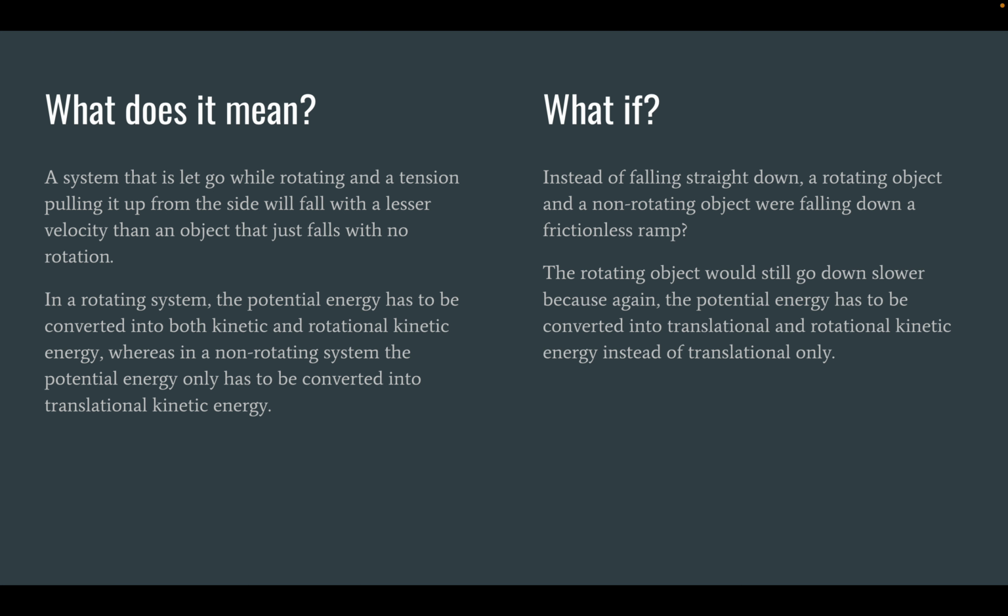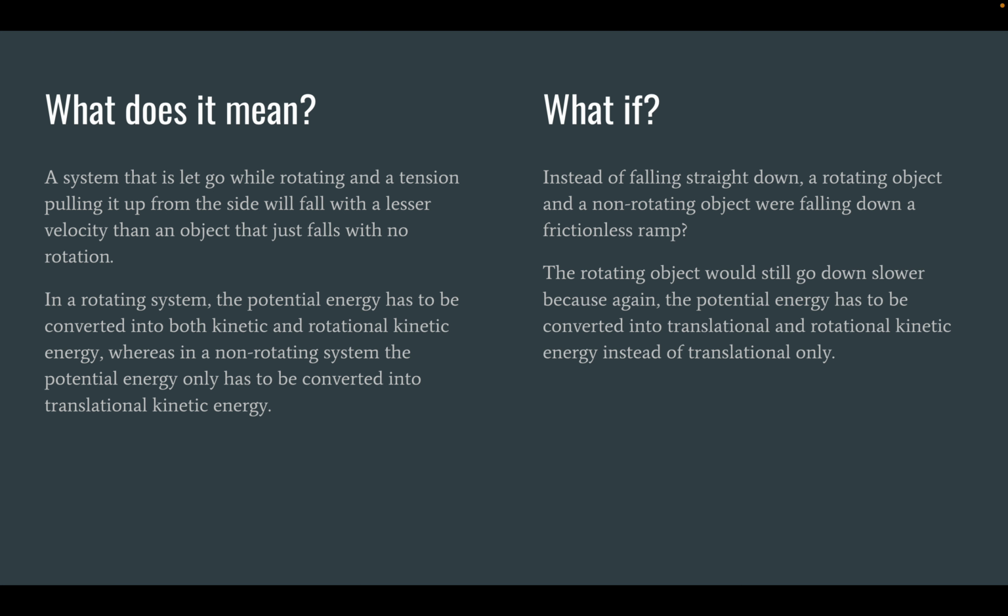What does it mean? A system that is let go while rotating and has a tension pulling it up from the side will fall with a lesser velocity than an object that just falls with no rotation. In a rotating system, the potential energy has to be converted into both translational kinetic energy and rotational kinetic energy, whereas in a non-rotating system, the potential energy only has to be converted into translational kinetic energy.